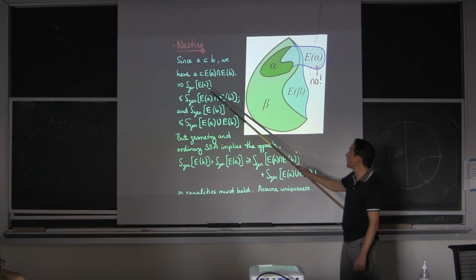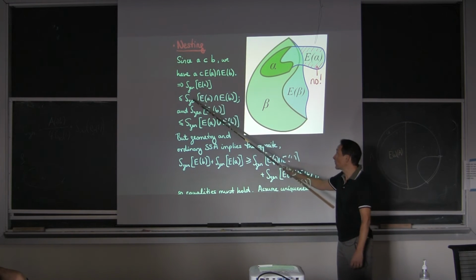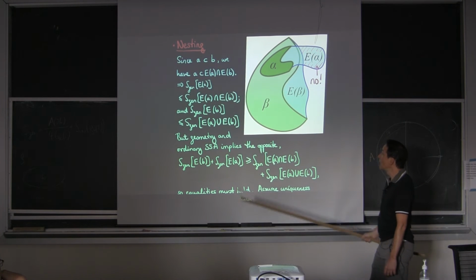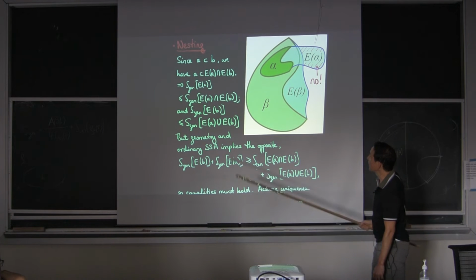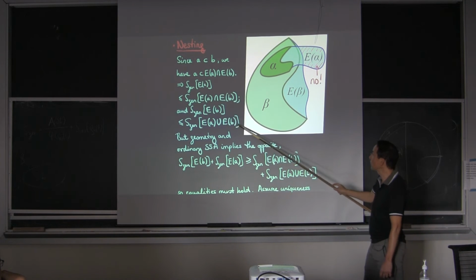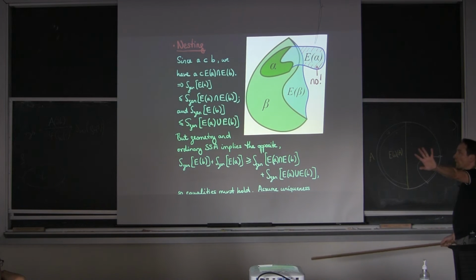Which means, since the entanglement wedge of A was supposed to have the smallest generalized entropy, its generalized entropy has to be smaller than that of the union of these two entanglement wedges, than the intersection of these entanglement wedges, and the generalized entropy of B has to be smaller than the union of the two entanglement wedges. So that's one side of the argument.